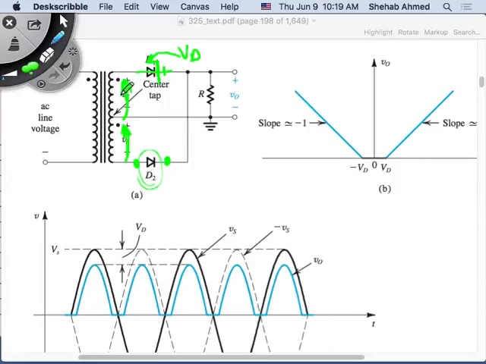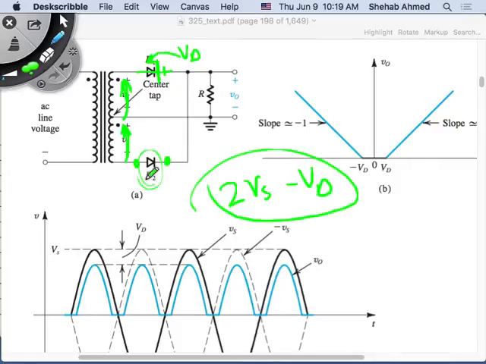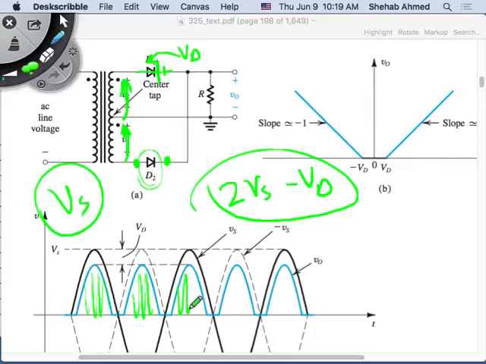VS and VS minus VD. So it's 2 VS minus VD is the voltage across this diode. Same thing with this one when the other one is on. So in the half-wave rectifier, the rating of the diode was what? VS. Only VS. In the full-wave rectifier with the center tap, I used 2 diodes, and I got much more waveform, which means more power.